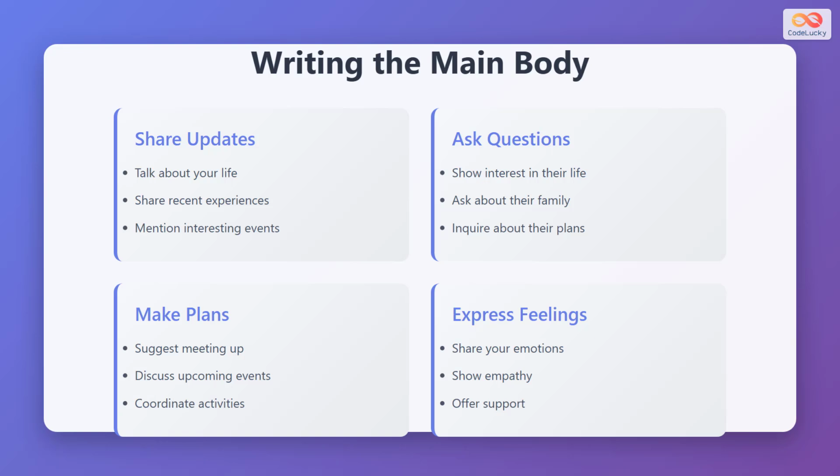The main body is where you express yourself. You can share updates about your life, talk about recent experiences, and mention interesting events that happened to you. Ask questions to show interest in their life. Inquire about their family, ask how they are doing and what their plans are. You might want to make plans together, so suggest meeting up, discuss upcoming events, or coordinate activities. Don't forget to express your feelings. Share your emotions, show empathy for their situation, and offer support if they need it. The main body is all about two-way communication and connection.